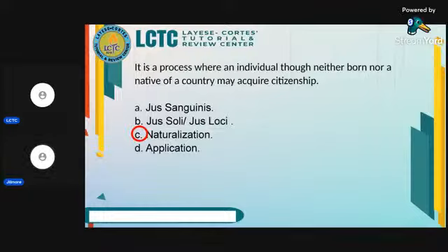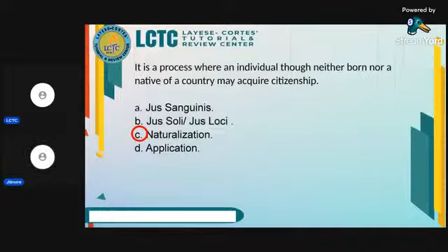Now, let's discuss jus sanguinis and jus soli or jus loci. From the word sanguinis, meaning blood, it's actually the type of citizenship that the Philippines is adopting. Okay, when your parents are both Filipinos, you're a Filipino. If one of your parents is a Filipino, you are a Filipino citizen. The jus soli is the type of citizenship adopted by the United States.